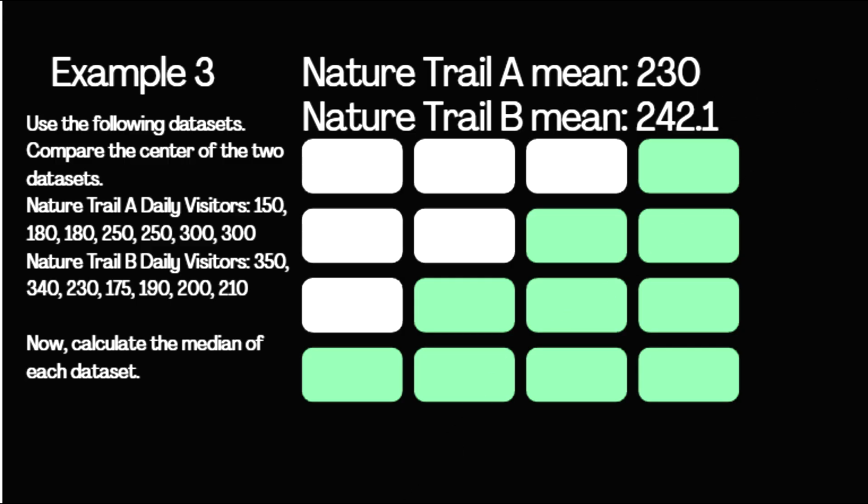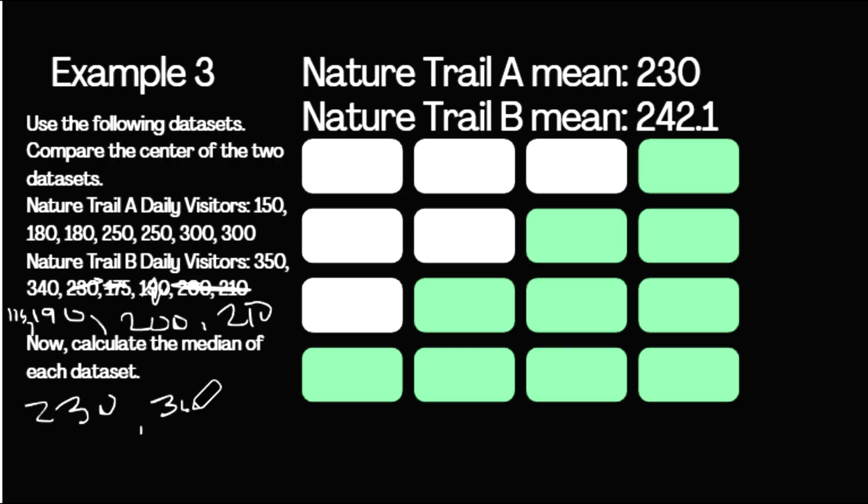So now calculate the median of each data set. So in order to do that, this one needs to be in ascending order. So we have 190, 200, 210, 230. Oh, look, I missed 175. 175. Yep, you do that. 340. 350. Okay. So let's find the median for this one.